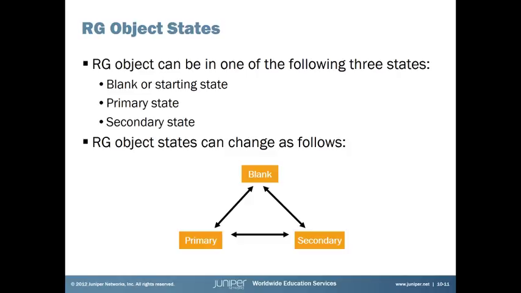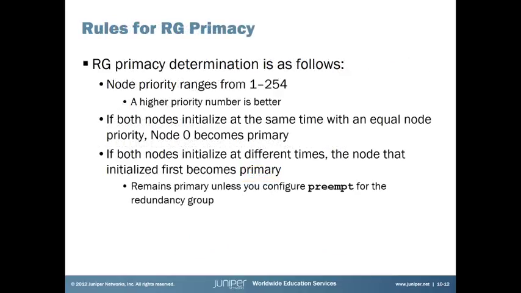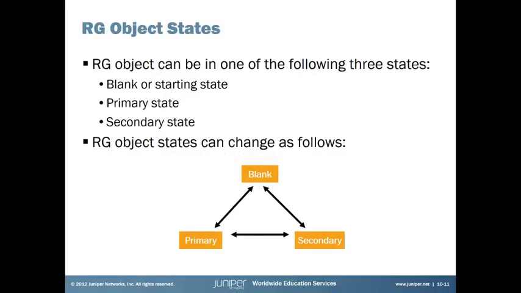Redundancy group object state. The object can be in one of the following three states: blank or starting, primary state, or secondary state. So we can change between those different states. Within a redundancy group, going back to take a look at that slide, a device is either starting up, or it's a primary, or it's a secondary device. Primary means it's active.